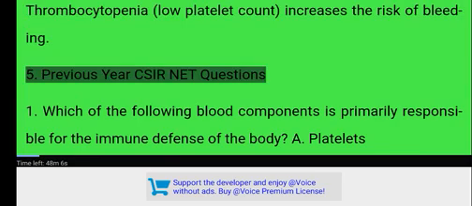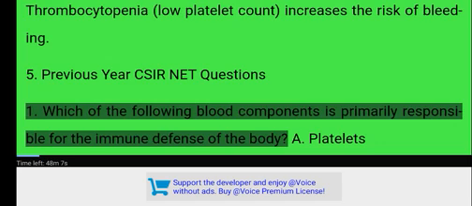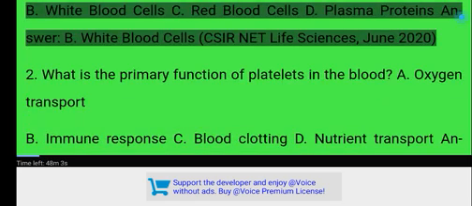5. Previous year CSIR NET questions. 1. Which of the following blood components is primarily responsible for the immune defense of the body? A. Platelets. B. White blood cells. C. Red blood cells. D. Plasma proteins. Answer: B. White blood cells. CSIR NET Life Sciences, June 2020.